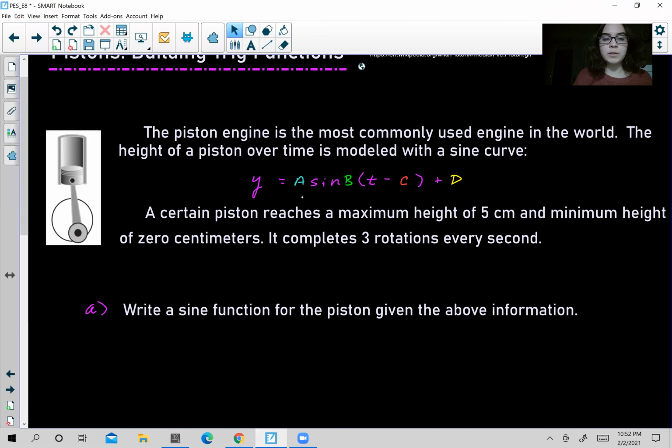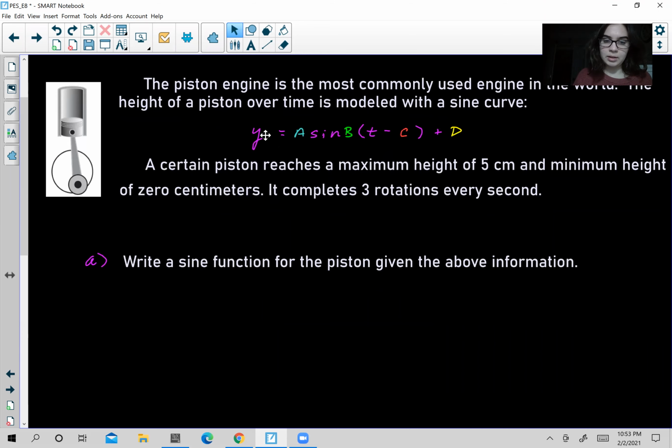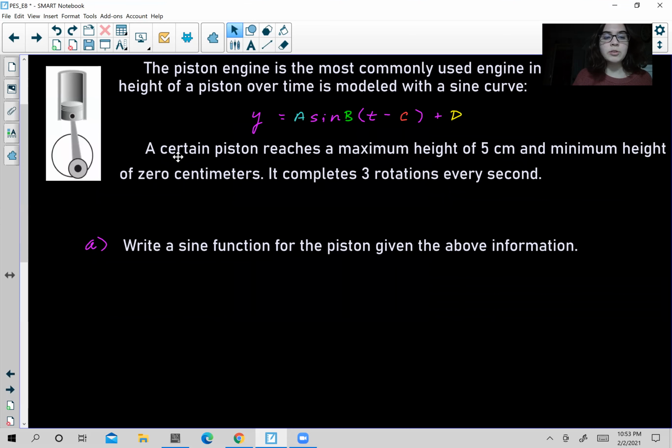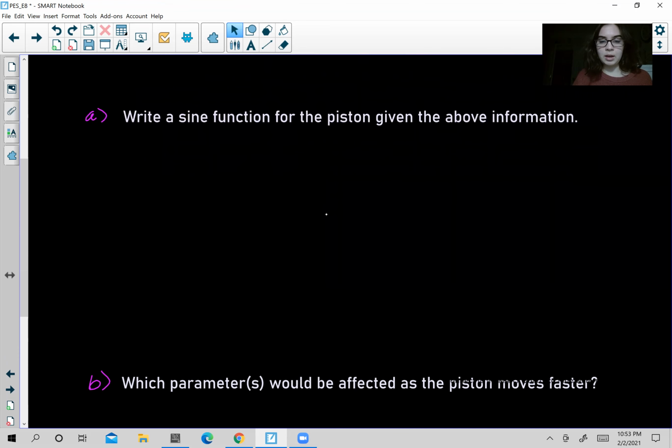So the problem itself says that a piston engine is the most commonly used engine in the world. The height of a piston over time is modeled with a sine curve, and they just give us the general form of a sine curve. A certain piston reaches a maximum height of 5 centimeters and a minimum height of 0 centimeters. It completes 3 rotations every second. And we want to write a sine function.